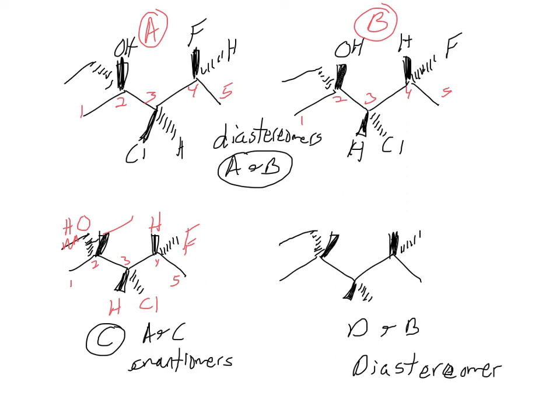So let's take D here and make it a diastereomer of B. One way to do that, I'm just going to leave this the same. I'll number the carbons for you: 1, 2, 3, 4, 5. So make D a diastereomer of B, but don't make it A. Make D a diastereomer of B, but it can't be just like A.